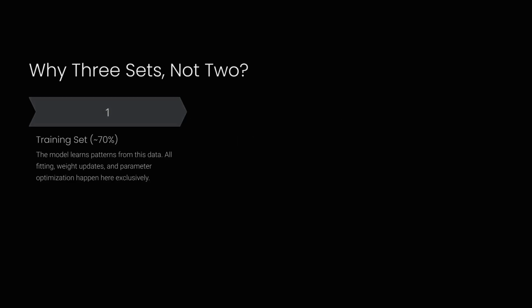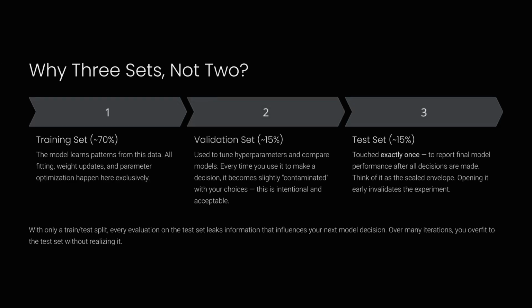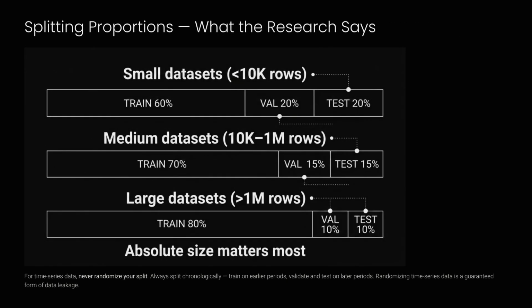Chapter 6 discusses train, validation, and test splits. Using only 2 sets leads to an evaluation problem that undermines model selection. The training set is used for learning patterns. The validation set is for tuning hyperparameters. The test set is reserved for reporting final, unbiased performance and should be touched exactly once. Recommended split proportions for small to medium datasets are 70% train, 15% validation, and 15% test. For large datasets, smaller validation and test sets suffice.